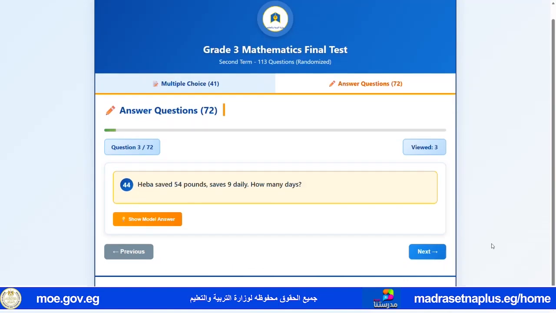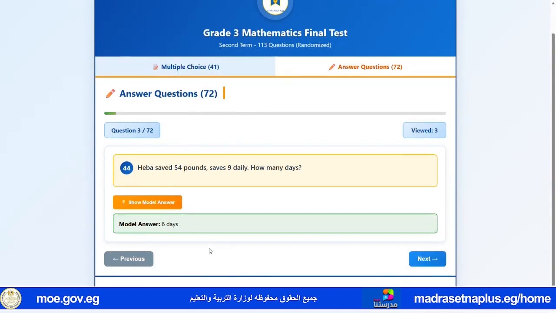Hiba saved 54 pounds. Okay, you should know she saves 9 a day. How many days? This is the idea of the problem, not a complete problem. Total money 54. So we save by a day 9. So how many days do we need to save 54 pounds if we save 9 a day? Division. 54 divided by 9, it will be 6. So we need 6 days.